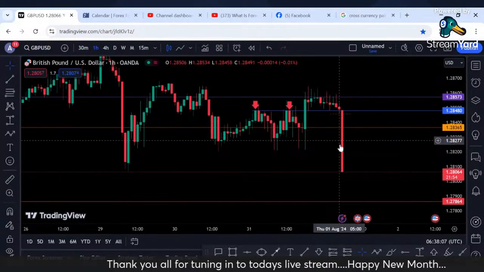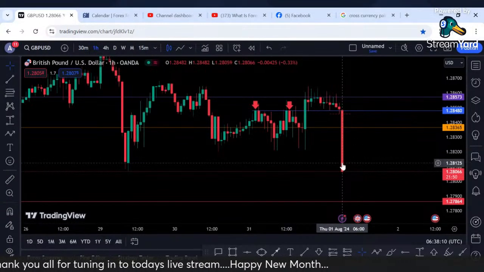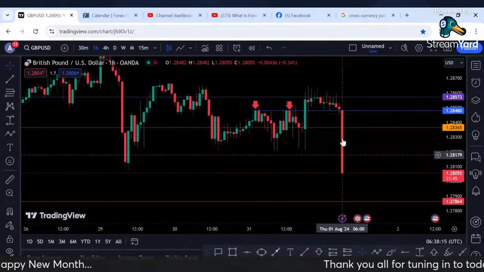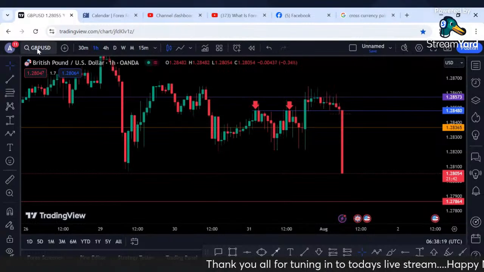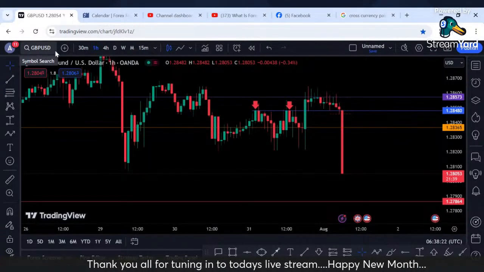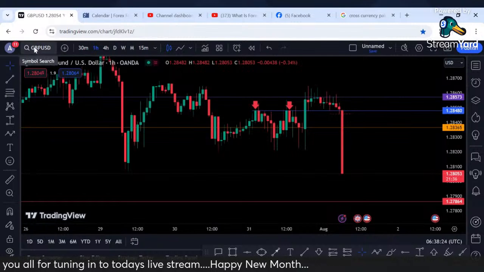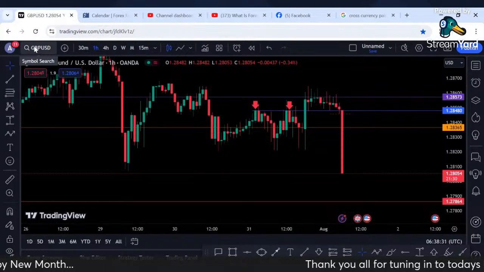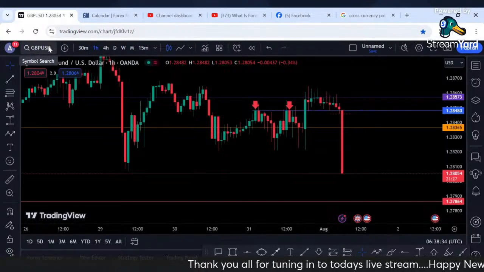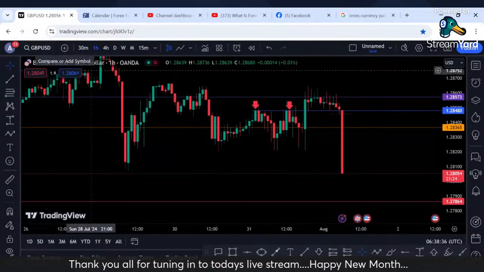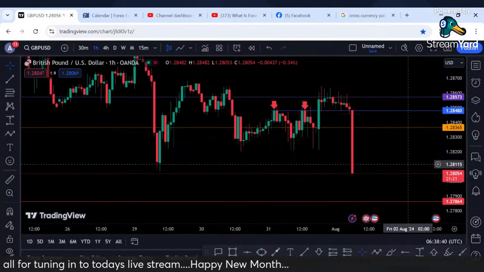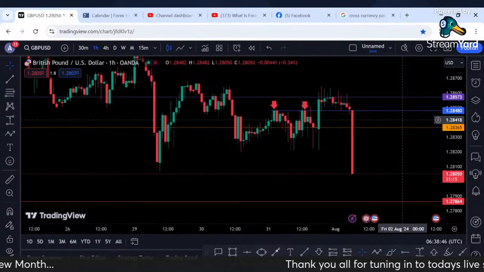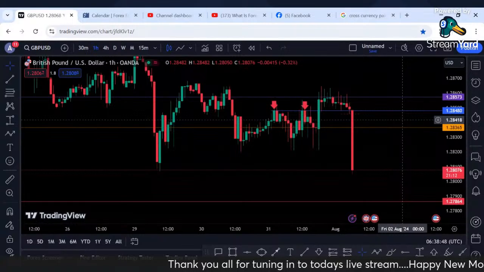So if you are seeing this red candle, that means there was weakness in the pound. The pound is weak and the dollar is very strong. If you see the Great Britain pound against the United States dollar, what it simply means is: if you have £1 on you, how many US dollars will you get in return? That's the simple meaning of the currency pair. This is how exchange rates are quoted.